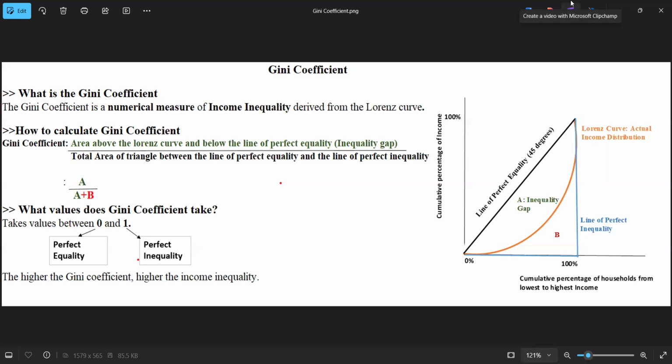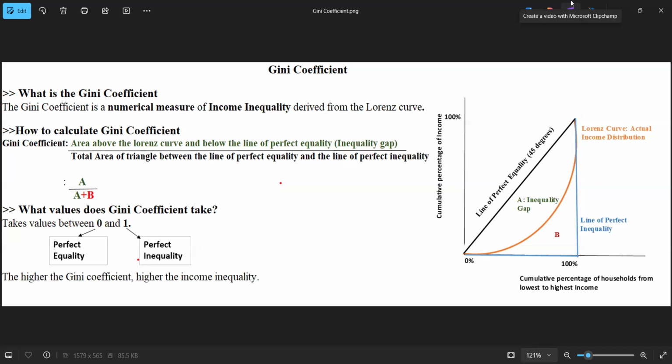So in this particular case, it's going to be A, which represents the area above the Lorenz curve, plus B, which represents the area below the Lorenz curve. So overall, our Gini coefficient is going to be the inequality gap, which is A, divided by the total area, which is A plus B.